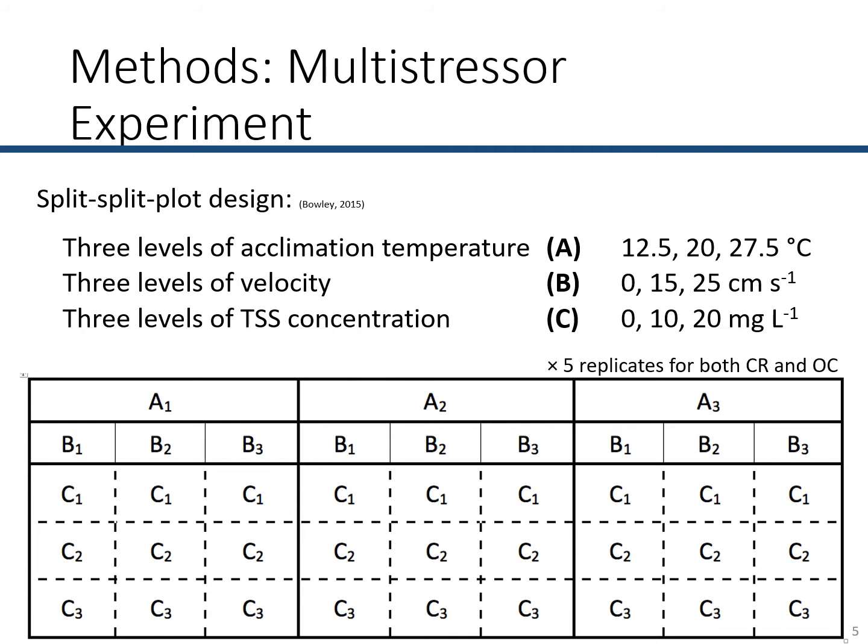This created 27 possible combinations where I did 5 replicates for each, and I was able to measure clearance rate and oxygen consumption rate for each one.